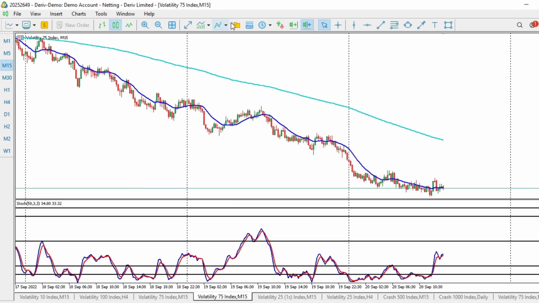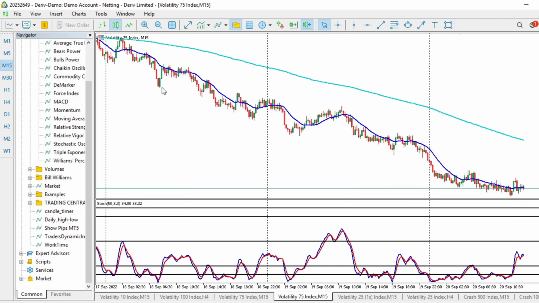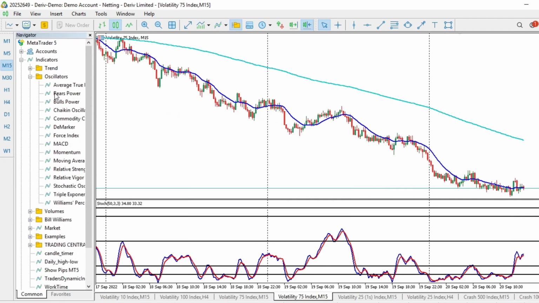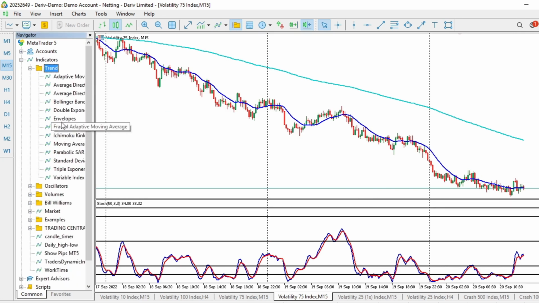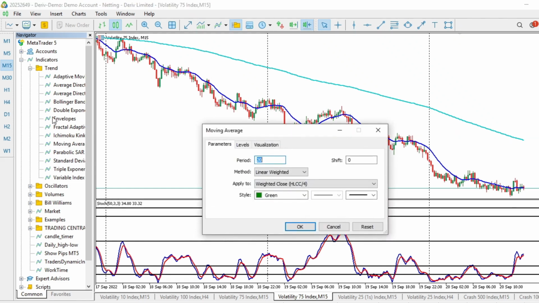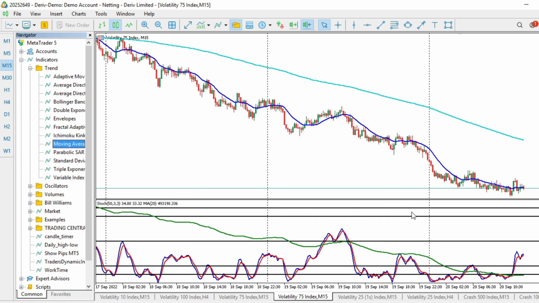Now we need to add the moving average. This is what you do. We come here, you come to indicators and then you come to trend. Now we are going to add a moving average. You first click on it and then it highlights itself. Now you grab it like this and drag it to indicator window 1 and let your hands free. Then it is period 20, method linear weighted, shift 0, apply to weighted close, HLCC/4, and then for me I've chosen color green. And then you add it like that. That's how it's going to be.